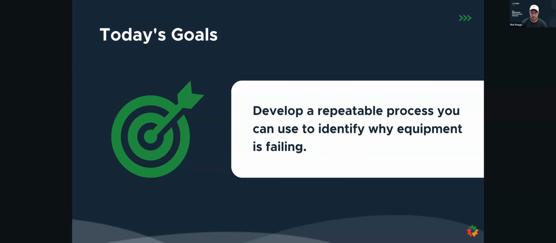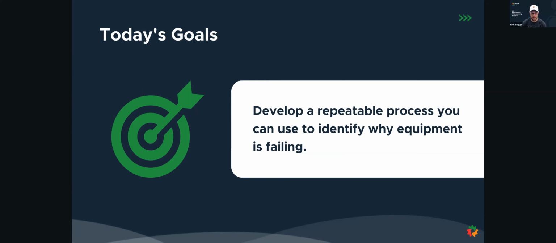Today's goals, we're going to be looking at how to develop a repeatable process that you can identify why equipment is failing. So your equipment is failing frequently and you want to learn how to get a handle on it, or maybe it isn't failing terribly frequently, but when it does, it's lengthy, it's disruptive, or sometimes it's just a combination of all of them. But in any case, we need to have a repeatable process to identify why our equipment is failing.